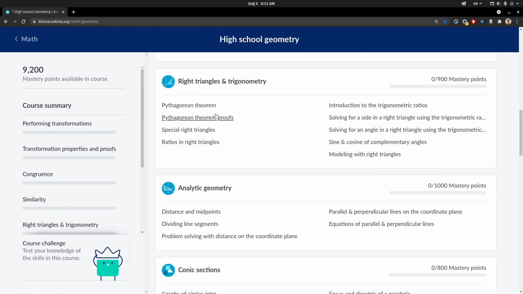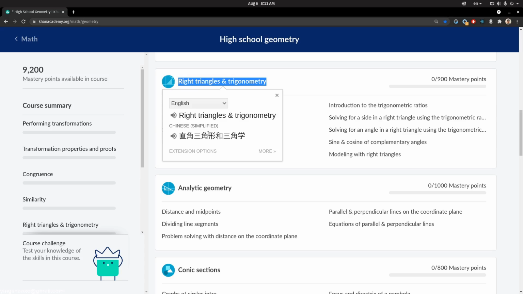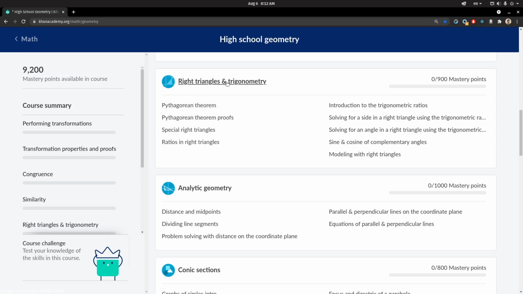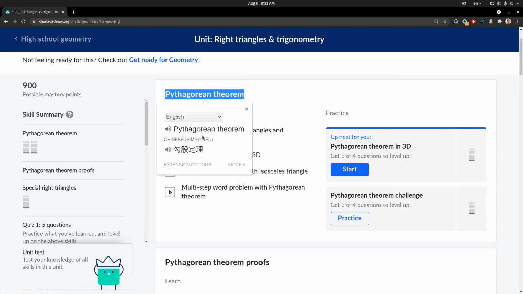Today, we're going to learn the math section of triangles. Sorry, the right triangles and... what is this word? Right triangles and trigonometry. Trigonometry. All right, right triangles and trigonometry. Let's get into it. Pythagorean theorem.